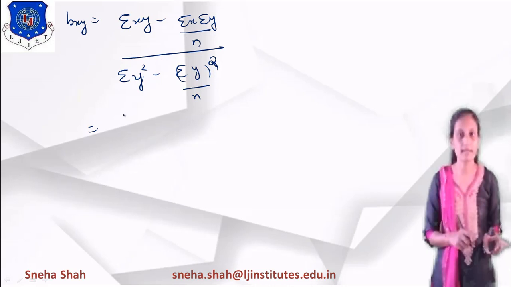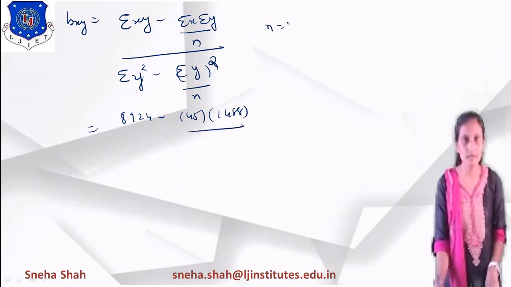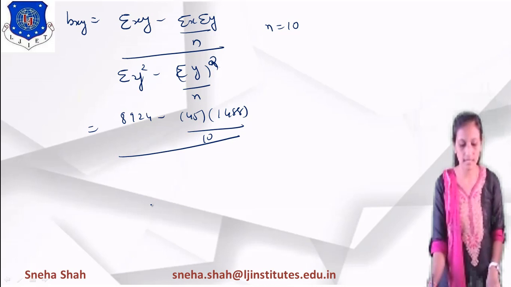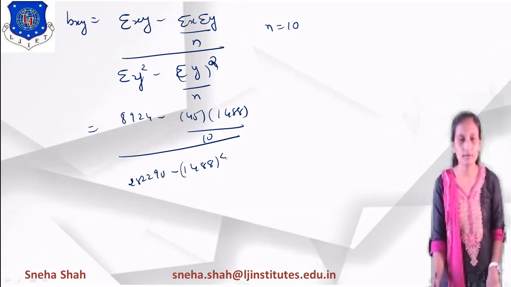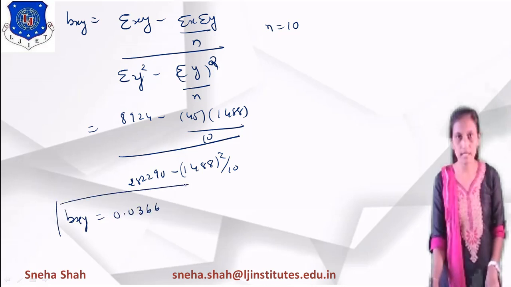So if I am putting all these values, then what will be the term? Summation xy, its value equals 8924. Summation xy will remain the same, 45, 1488, divided by n, the number of samples. The value of n equals 10, so I am putting the value of n equals 10. Summation y square. What is the value of summation y square? Summation y square equals 282290 minus summation y means 1488, its square divided by 10. Now if I am solving this, then the answer of it equals 0.0366. So this way we can find the regression coefficient of x on y.